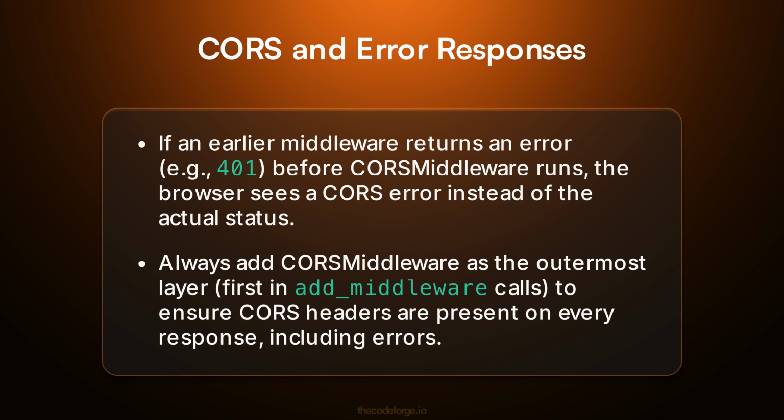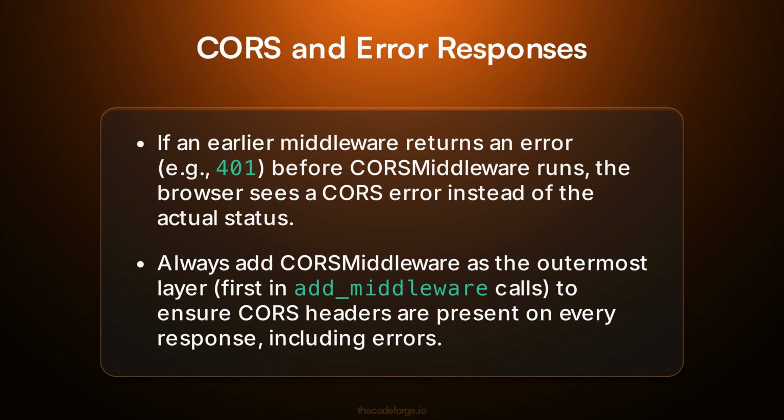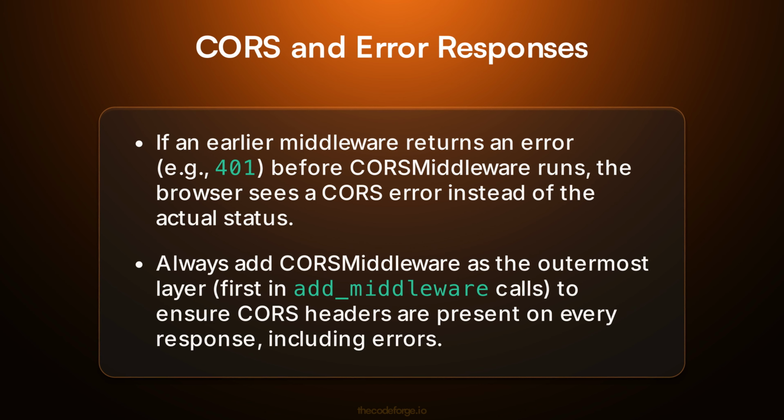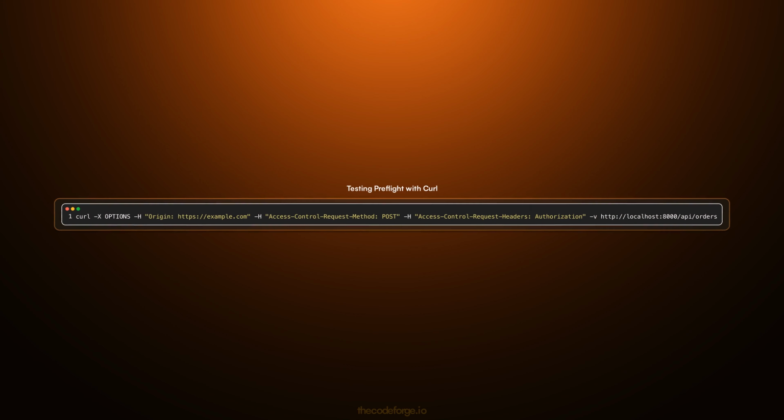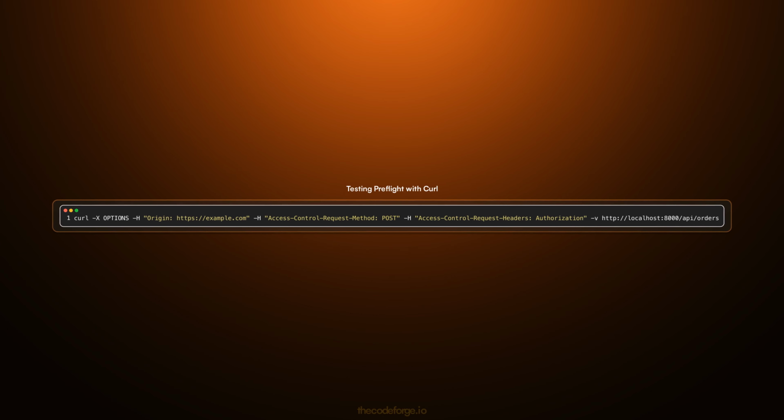If an earlier middleware returns an error, e.g., 401, before CORS middleware runs, the browser sees a CORS error instead of the actual status. Always add CORS middleware as the outermost layer, first in add middleware calls, to ensure CORS headers are present on every response, including errors. Use curl -X options to verify CORS pre-flight responses. This isolates browser caching issues and confirms the server returns correct headers before debugging front-end code.